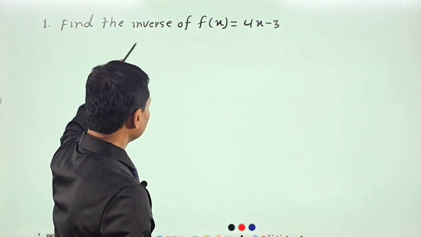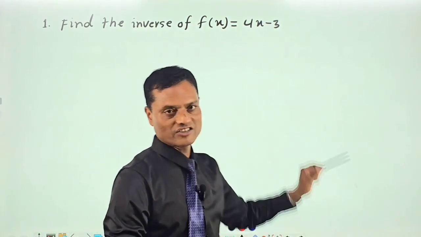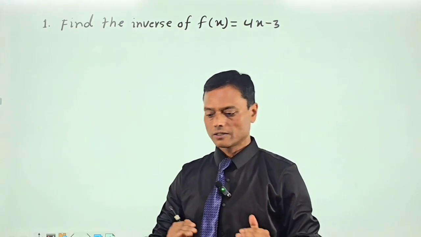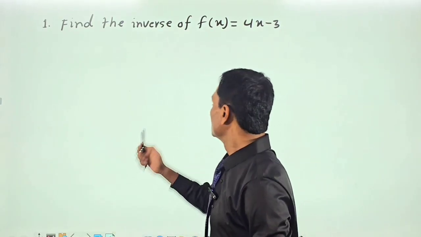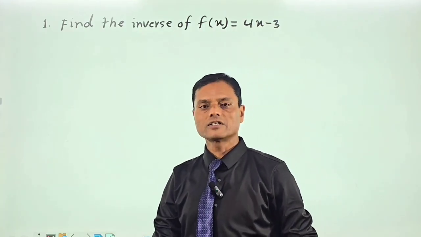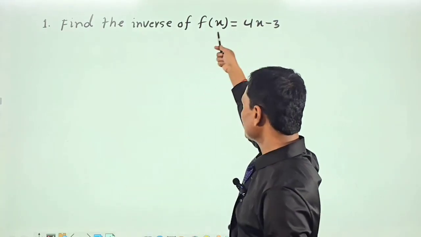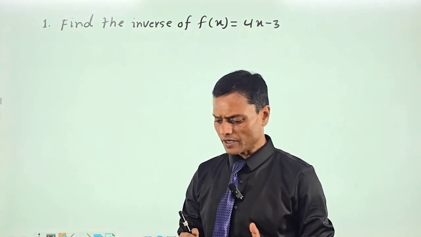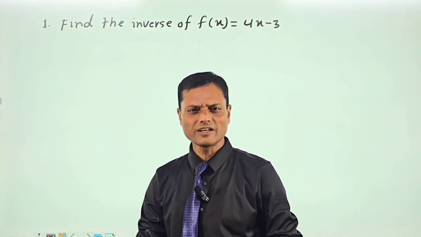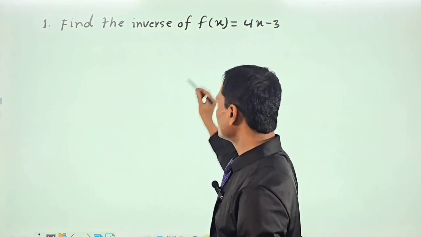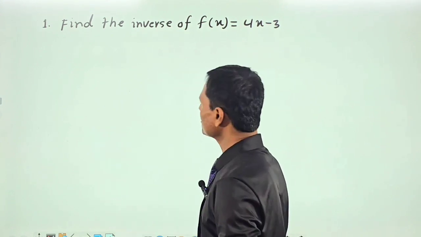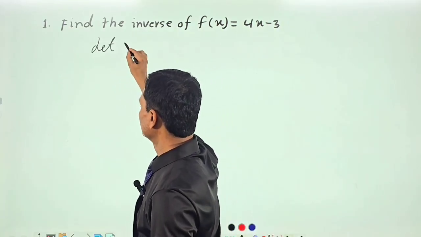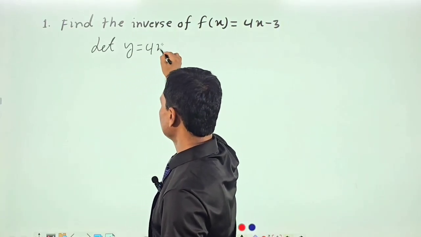Find the inverse of f(x) equals 4x minus 3. To find the inverse, of course we have to interchange the domain and range. Here x represents the set of domain and f(x) represents the set of range, and f(x) is also denoted by y. There is no difference between f(x) and y. So how do we find the inverse of the given function? First of all, we write: let y equals 4x minus 3.